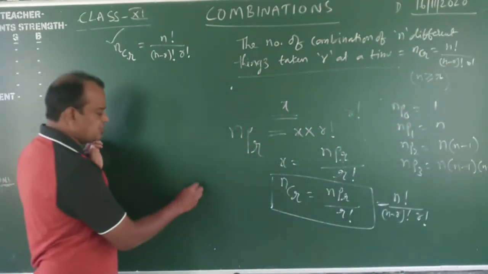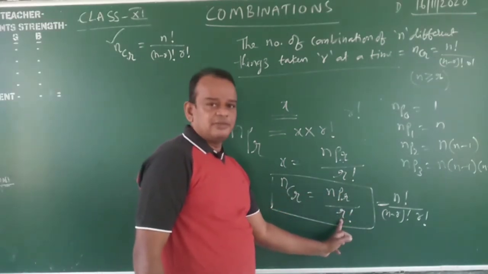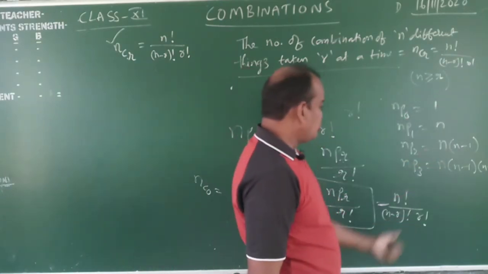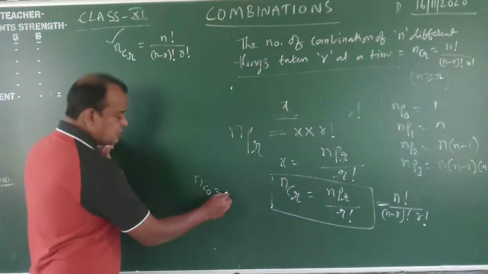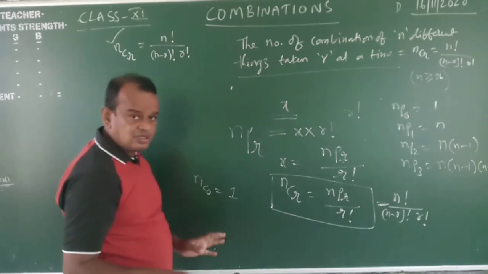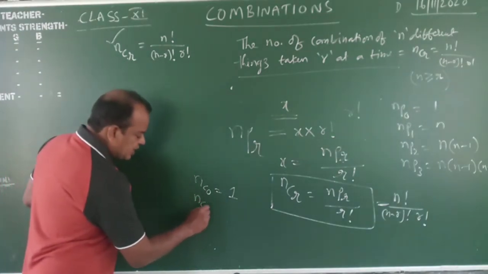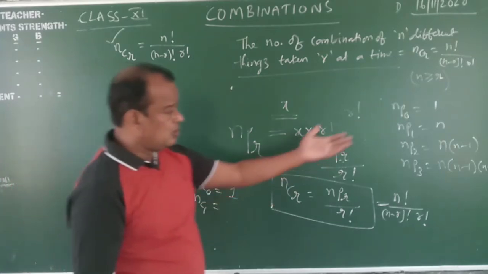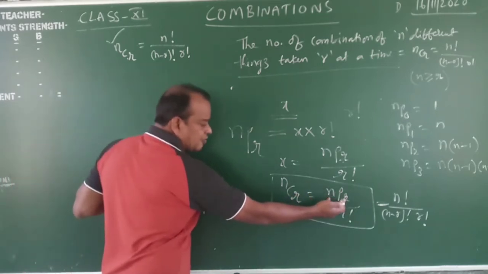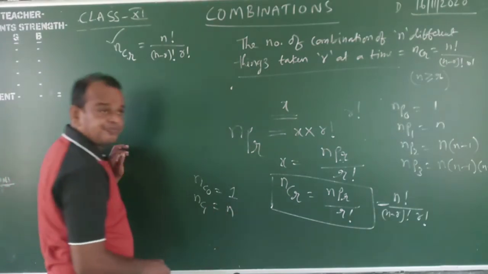Now what is the value of nC0? Definitely, nC0 means nP0 by 0 factorial. Using the formula, nP0 is 1 and 0 factorial is 1, so nC0 is 1. The number of selections of no objects: nP0 and nC0 are both the same. nC0 equals 1. Now nC1. Observe that nP1 is n, and nC1 is also n. Using the formula nP1 by 1 factorial, 1 factorial means 1, nP1 means n, so nC1 is also n.